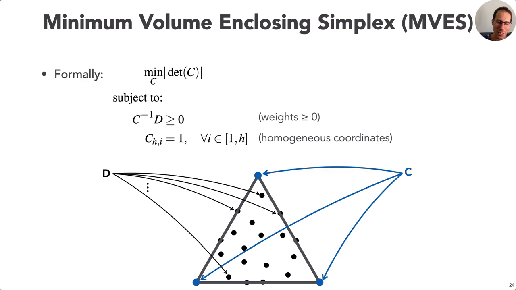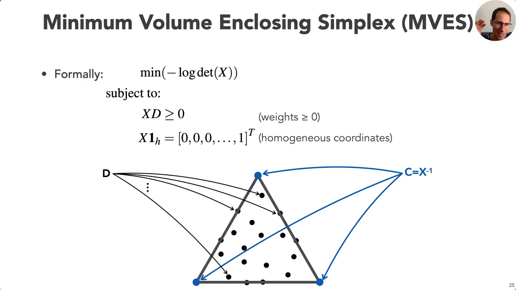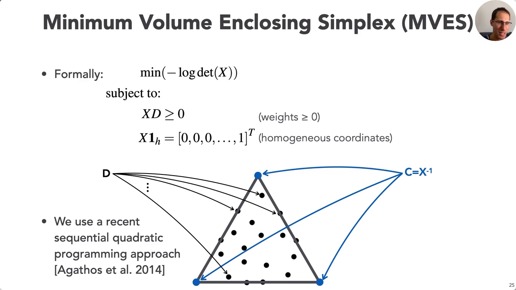Okay, minimizing determinant is a little bit gnarly because there's an exponential blowup in the magnitude there. So we're taking the negative log determinant of a matrix X subject to XD greater than or equal to zero. And X is already the inverse of C. And this actually works much nicer in practice. And we use a recent sequential quadratic programming approach to solving this. Okay, let's look at some results.